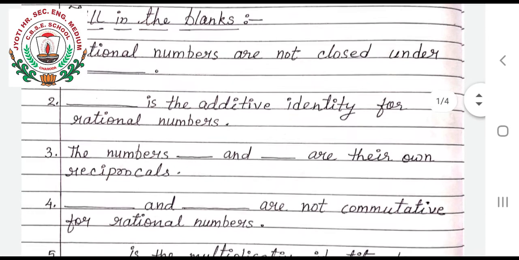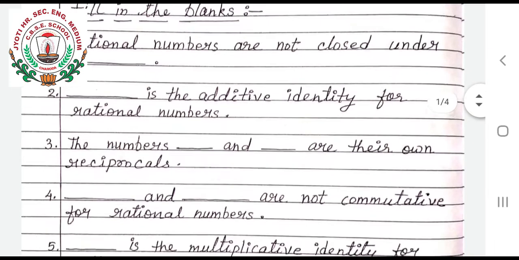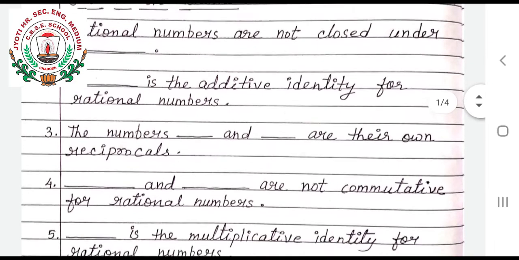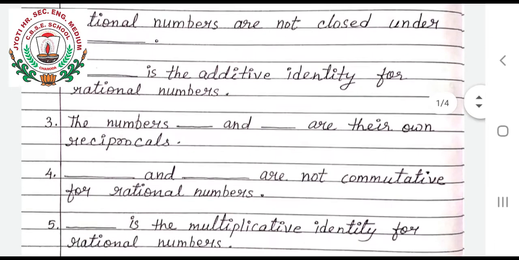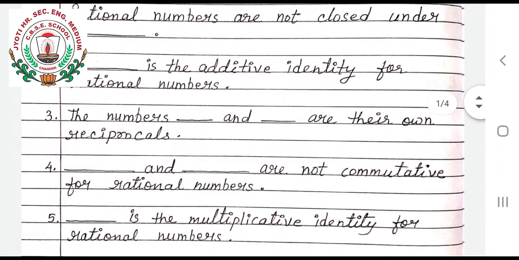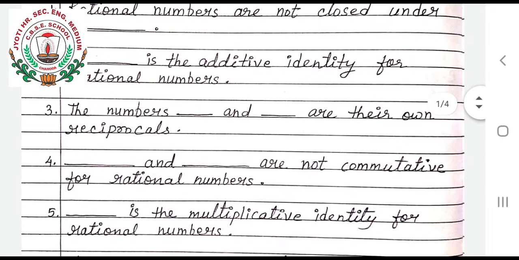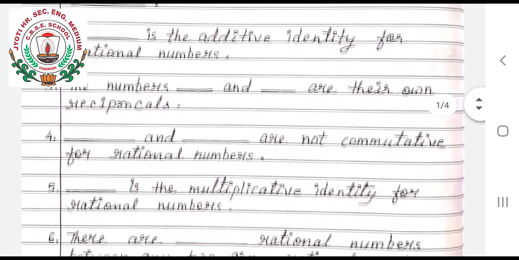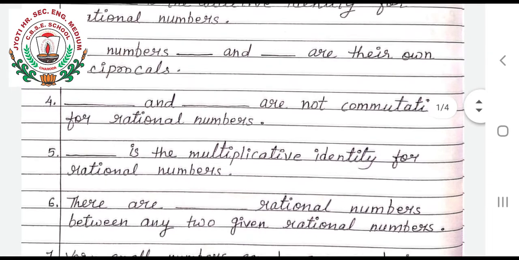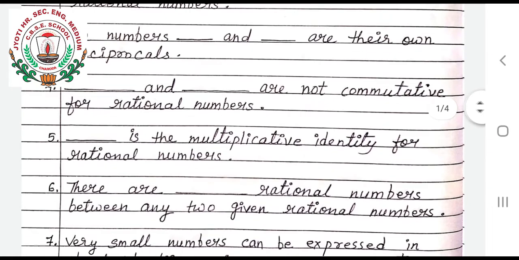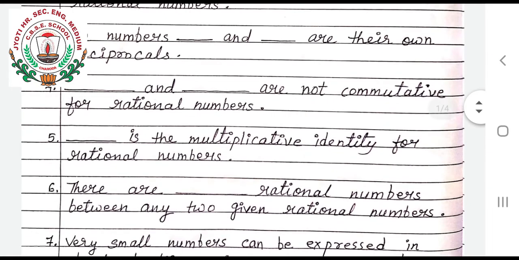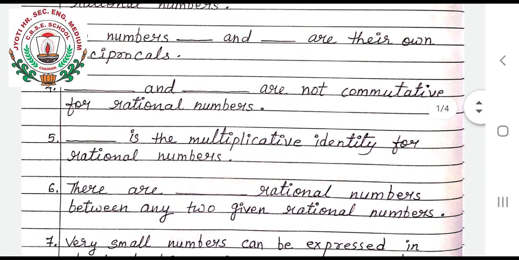Then dash is the additive identity for rational numbers, that you have to fill. Next, the numbers dash and dash are their own reciprocals, numbers you have to fill. Then dash and dash are not commutative for rational numbers, meaning you have to write the operations which are not commutative. Then dash is the multiplicative identity, you have to fill the number here.